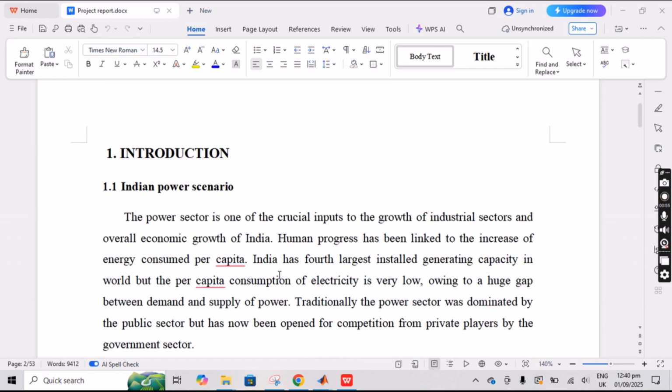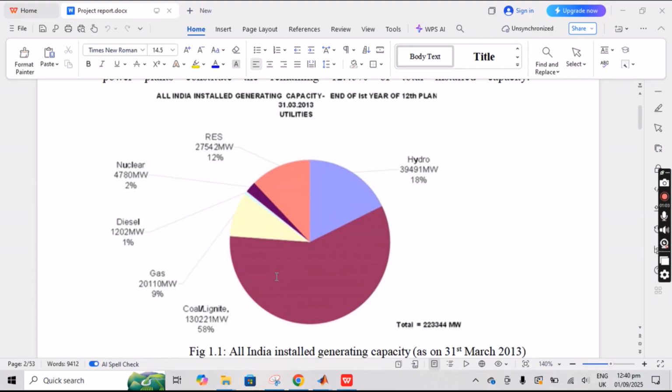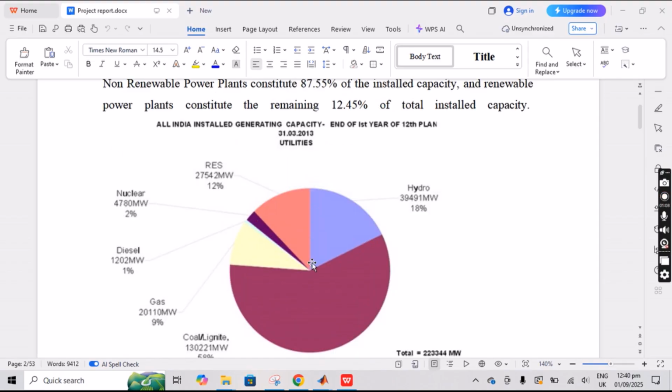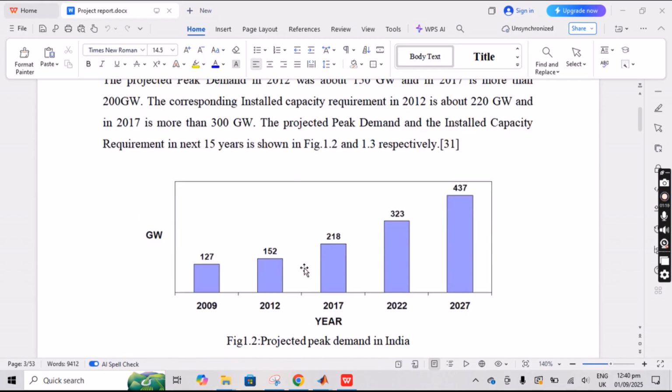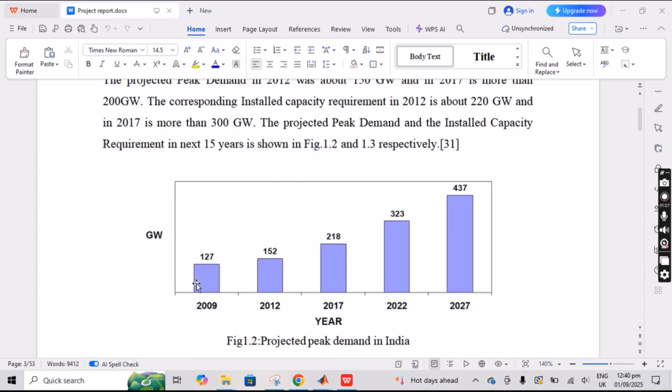This complete structure is developed for the Indian power scenario. In the Indian power scenario, we have added the generation capacity till 2013. So these are the capacities we need in different states. And the next one is the peak demand in 2012. So these are the demands, and the demand depends step by step.